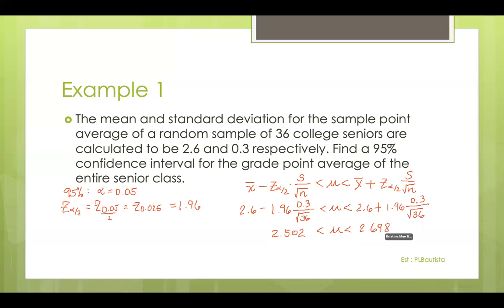So what we are saying is that with 95% confidence, we will be able to capture the population mean mu, or the grade point average of the entire senior class, by using this interval here. Okay, mahuhuli natin, we are able to catch the population mean mu using this 95% confidence interval.